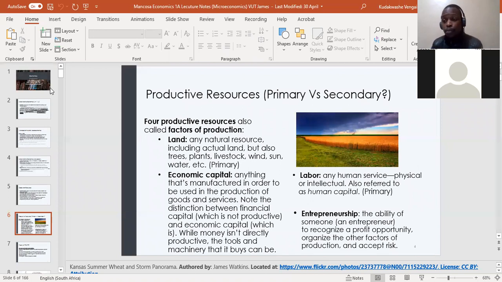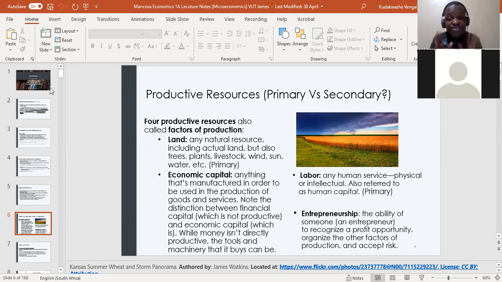Then lastly, entrepreneurial ability. We are saying that once you have the land, the labor, and the capital, someone has to come up and take the risk of doing business so as to produce a good or a service. And that person, we call them an entrepreneur. And that entrepreneur is actually a resource when we are talking in economics. An entrepreneur is a resource.